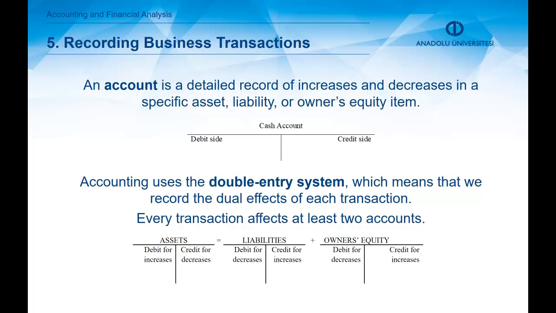Instead of using the term left side, we use debit side for each account, and instead of using the right side, we use the term credit side. Accounting uses a double entry system, which means that we record the dual effects of each transaction. Every transaction affects at least two accounts. And here are the rules for each type of account. We must enter increases in assets on the debit side and decreases on the credit side. We must enter increases in liabilities and owner's equity on the credit side and decreases on the debit side.